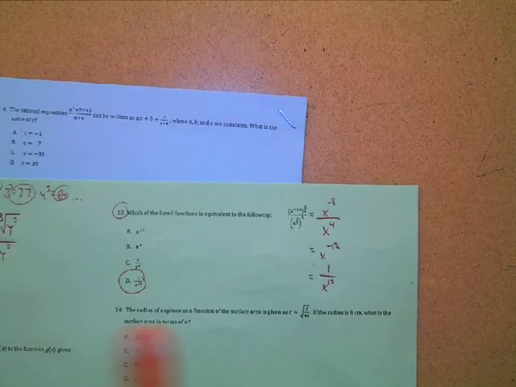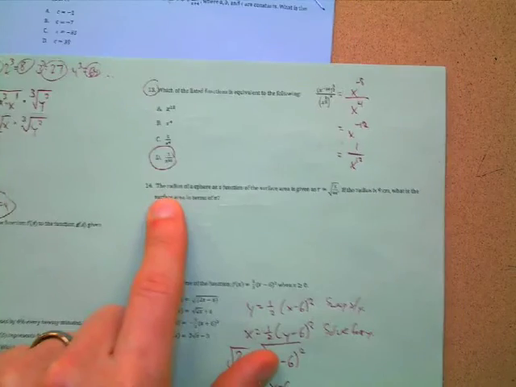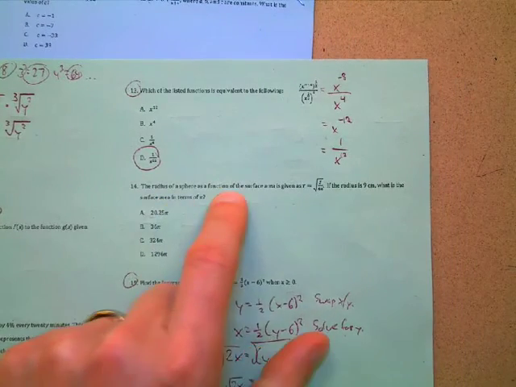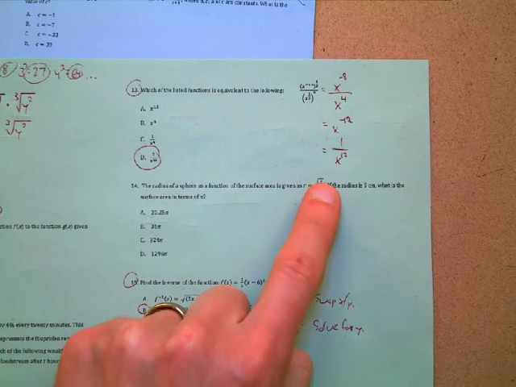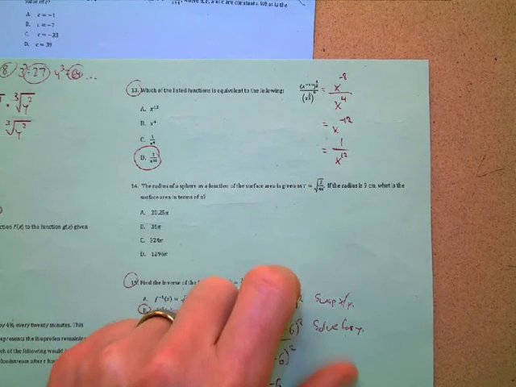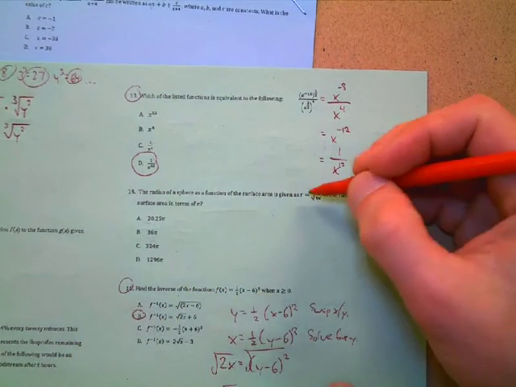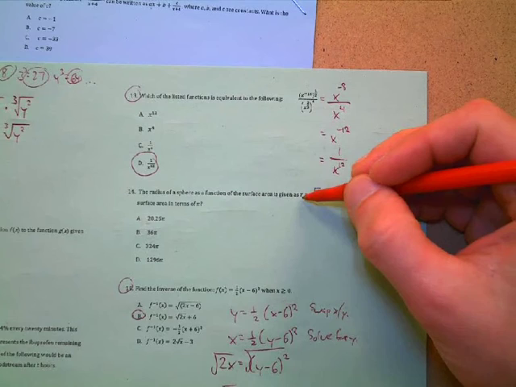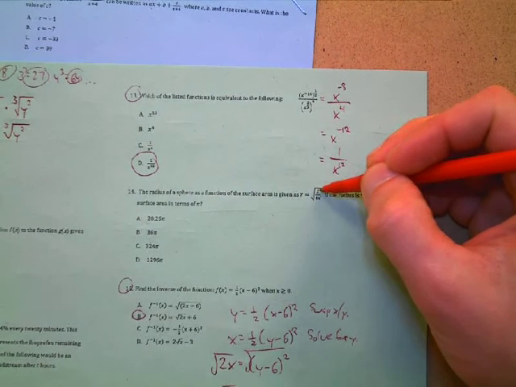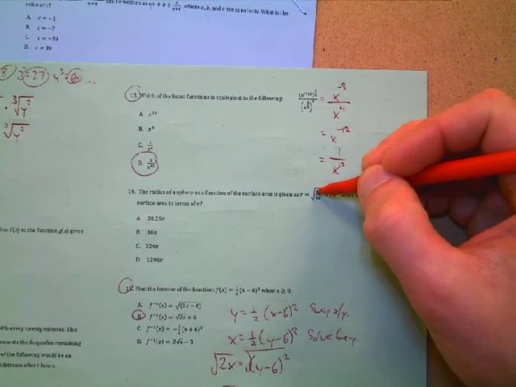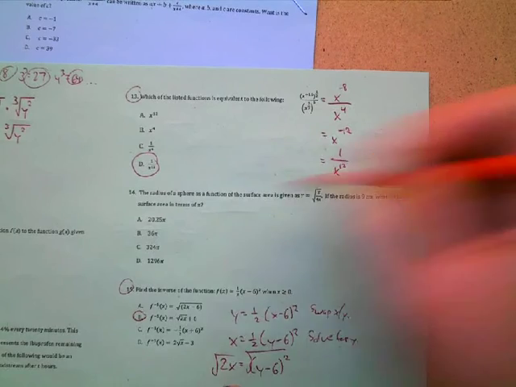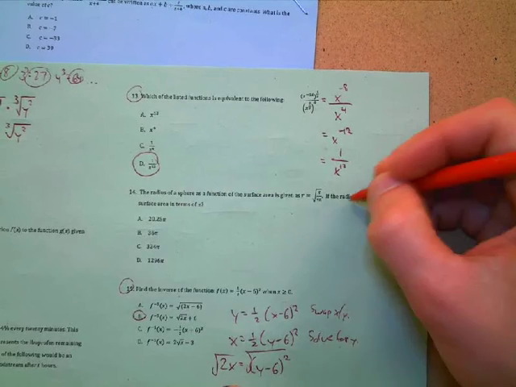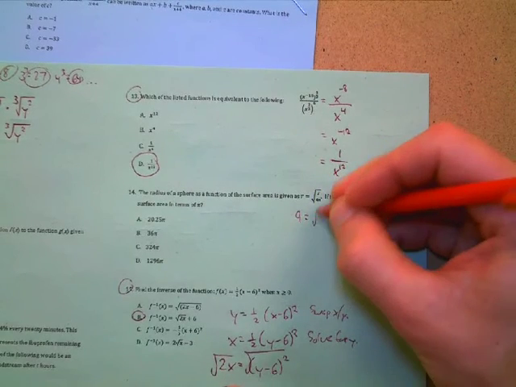Okay? All right, and the last one that I have to cover still, that wasn't in the video earlier, 14. The radius of a sphere as a function of the surface area is given by this. In other words, this tells us how to find the radius of the sphere if we're given the surface area of the sphere. Okay? So in other words, the distance from the center of the sphere to the edge of the sphere in terms of the amount of two-dimensional space around the sphere. So if the radius is 9, what is the surface area in terms of pi?